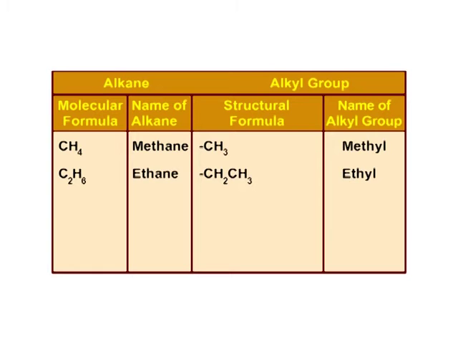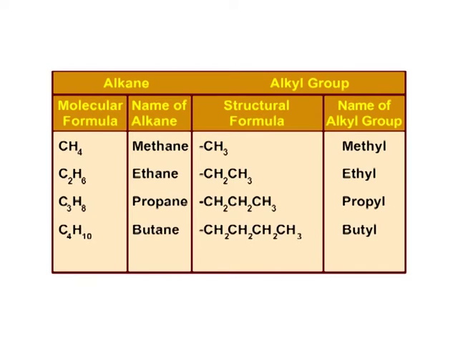Molecular formula for propane is C3H8. If we subtract one hydrogen atom from propane, we get propyl group. Structural formula for propyl group is written as C3H7. Similarly, alkyl groups for butane and decane are also shown on the screen.